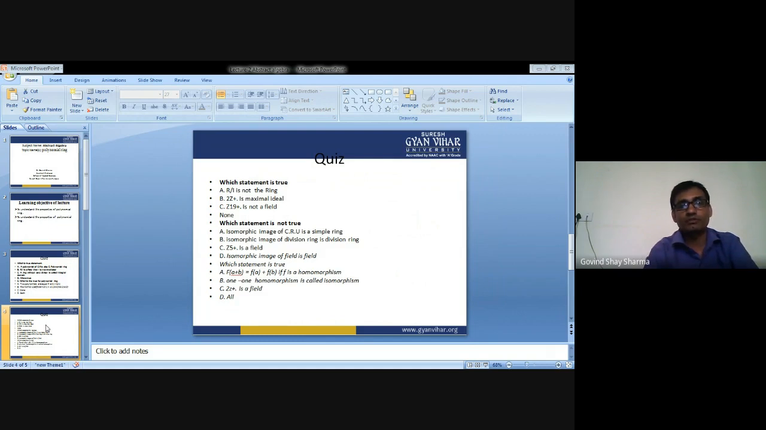Which statement is true? Isomorphic image of a simple ring? No. Isomorphic image of a division ring is a division ring, right. Z5 is a field, this is also right. So isomorphic image of a field is also a field. And f(a plus b) is equal to f(a) plus f(b) is also a homomorphism. This is right. So A is the right option for this, and for the previous one B, C, D, three options are right. So thank you, students.